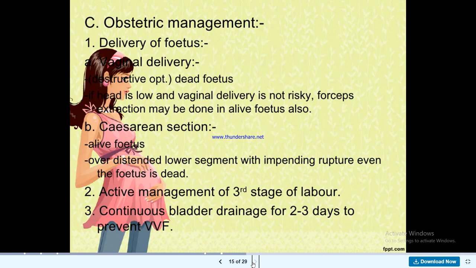Number 2 part, cesarean section. Alive fetus, then we do the cesarean section. Over-distended lower segment with impending rupture, even if the fetus is dead. Active management of the 3rd stage of the labor. Number 3, continuous bladder drainage for 2 to 3 days to prevent the vesico-vaginal fistula.